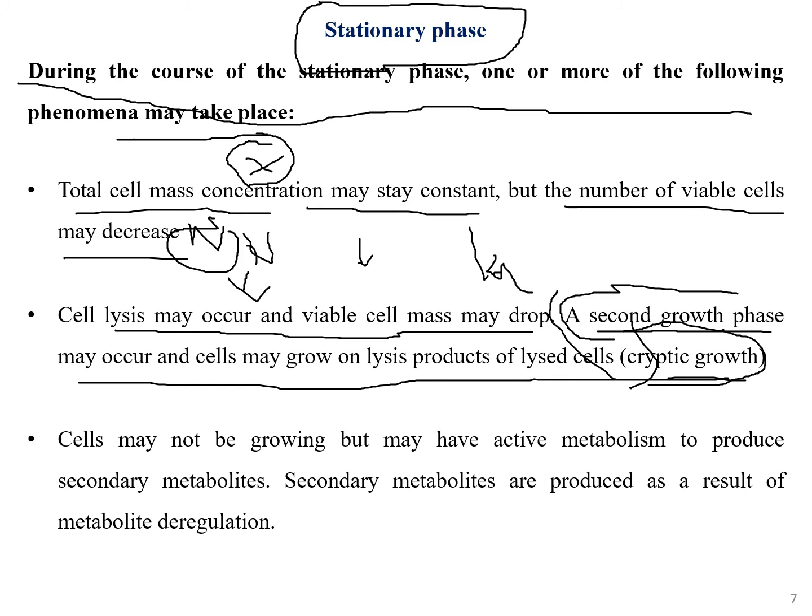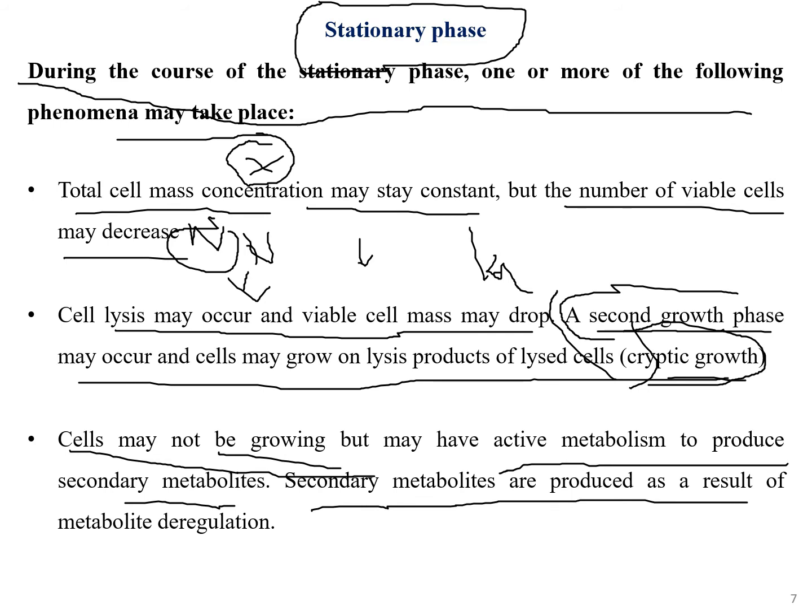Under cryptic growth in the stationary phase, the viable or live cells present in this medium or environment survive by feeding on the dead cells. Coming to the last point, the cells may not be growing but may have active metabolism to produce secondary metabolites, such as different sorts of sugars and so on.